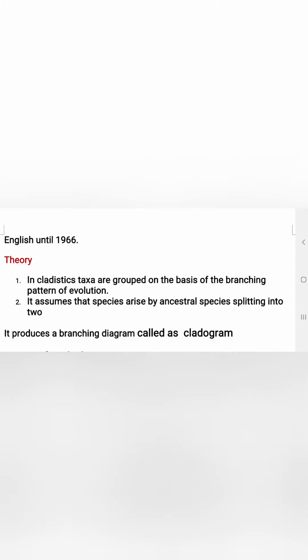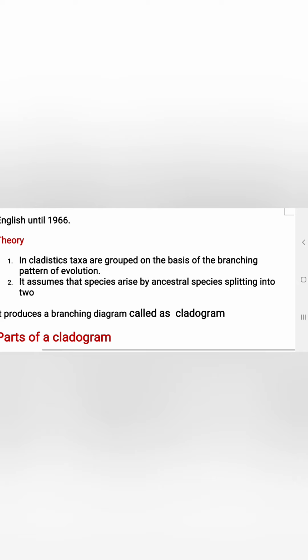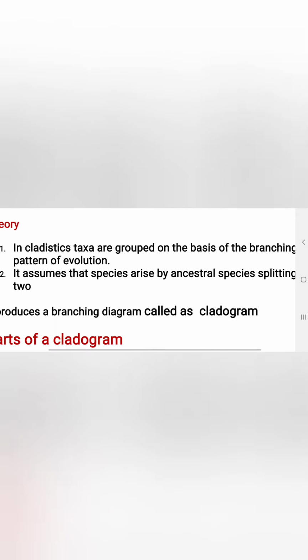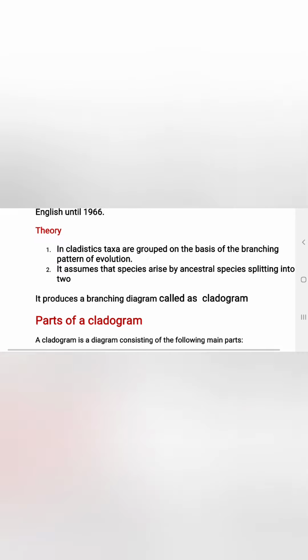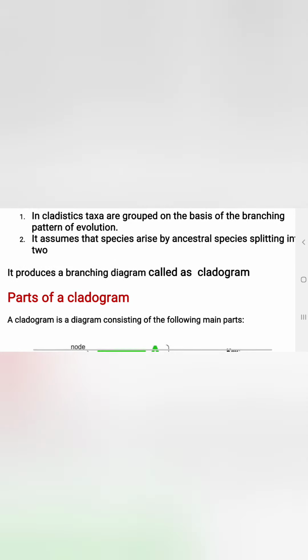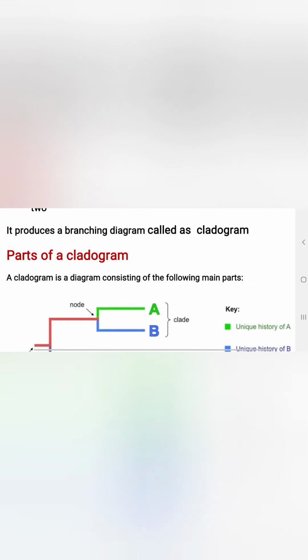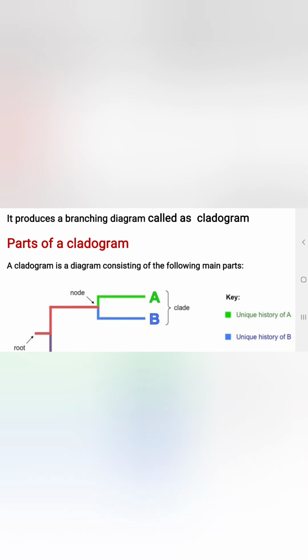Students, in cladistics taxa are grouped on the basis of the branching pattern of evolution. Means here a family tree is prepared by a branching pattern, and it assumes that species arise by an ancestral species splitting into two. Means we have an ancestral species, then some of the characters diverge from the ancestral species, and then we have two species from a single ancestor. It produces a branching diagram called a cladogram.